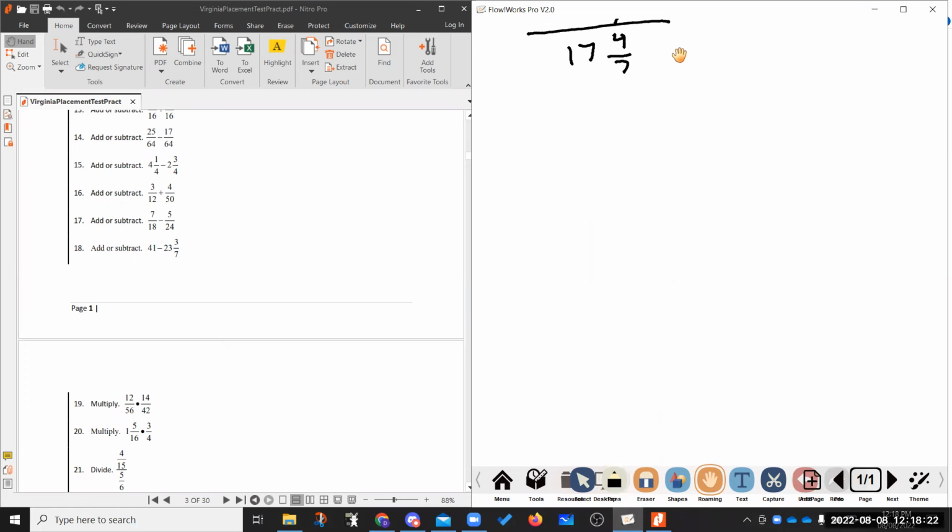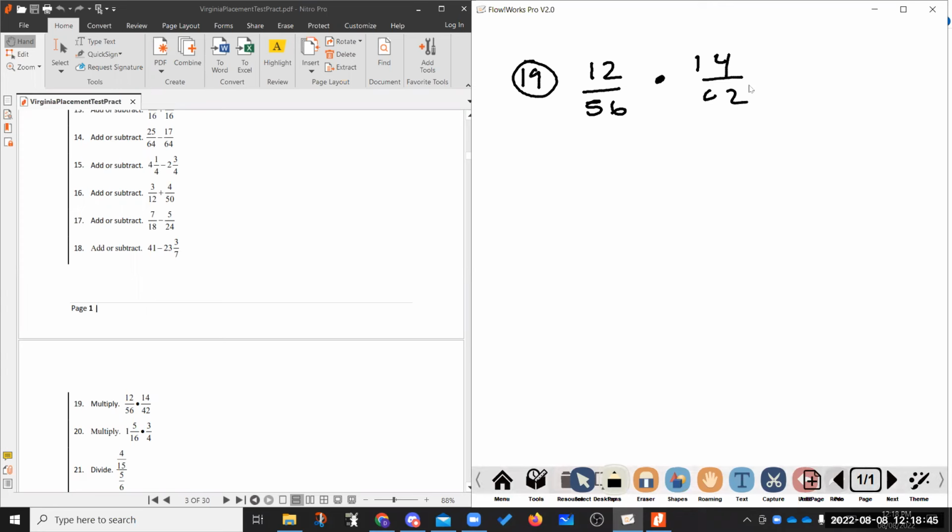Now ready for some multiplication and division of fractions. Number 19 asks us to multiply 12 over 56 times 14 over 42. It's easiest to break these down into their prime factors and then cancel like we did before, than to try and make bigger numbers and try and find the common factors from them.